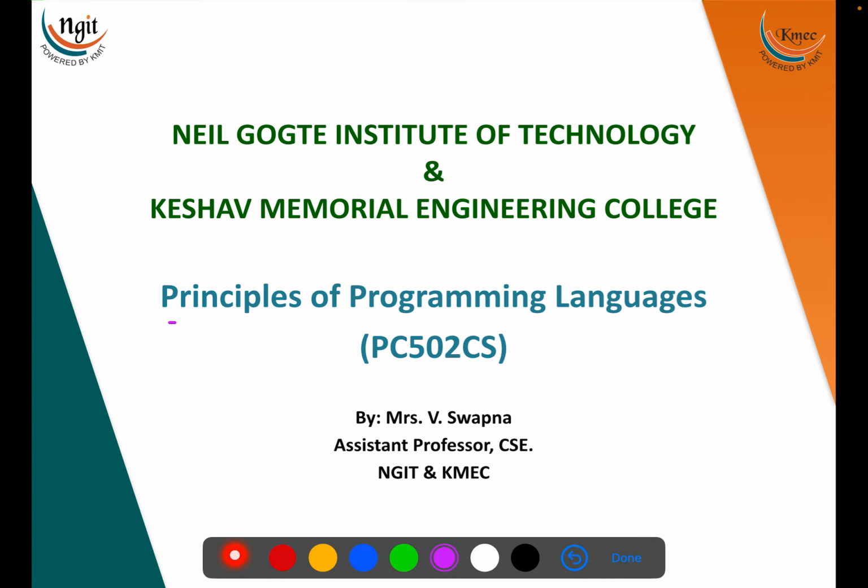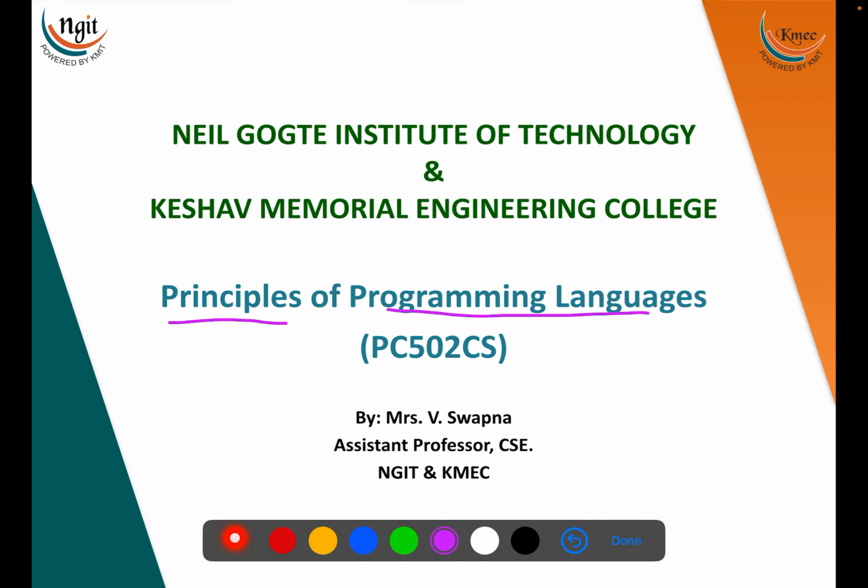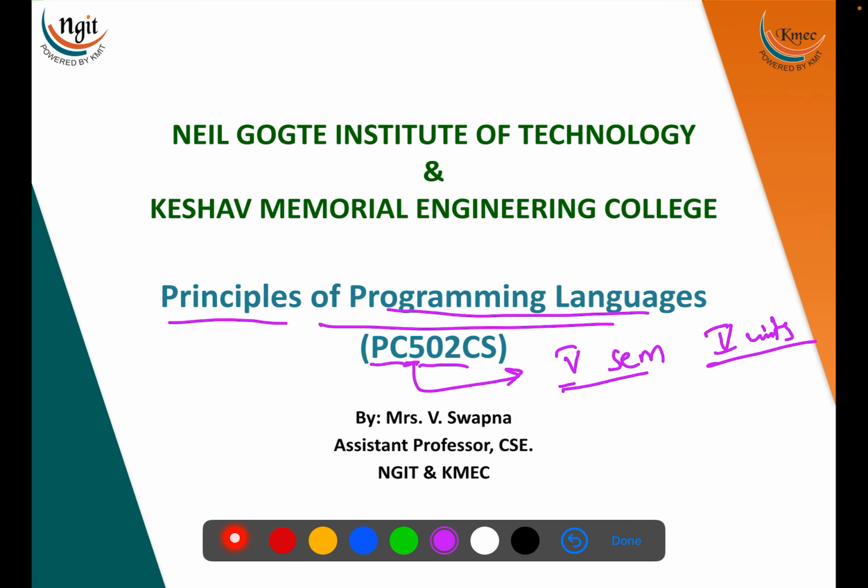The course name is Principles of Programming Languages and the course code is PC502CS. As you find here, this is relevant to the 5th semester, 3rd year, Osmania University. According to the curriculum of this semester, this PPL subject is in 5 units. We'll be going to talk about all these 5 units in the same channel.